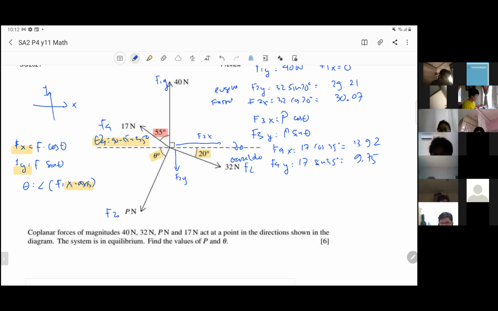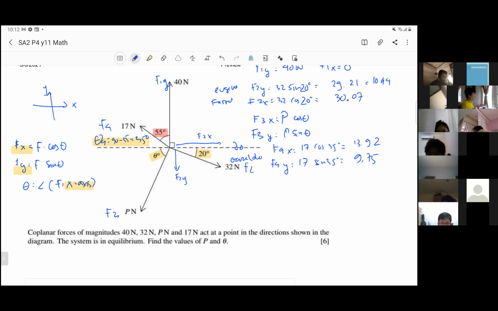32 sin 20 seems a little bit too big. Can you guys check this? Eugene, can you check 32 sin 20? I think that 29.21 is a bit too big. I think mine's, oh yeah, mine's on radian. Hold on, sir. Forgot to change it back. 10.94. 10.94. Okay.